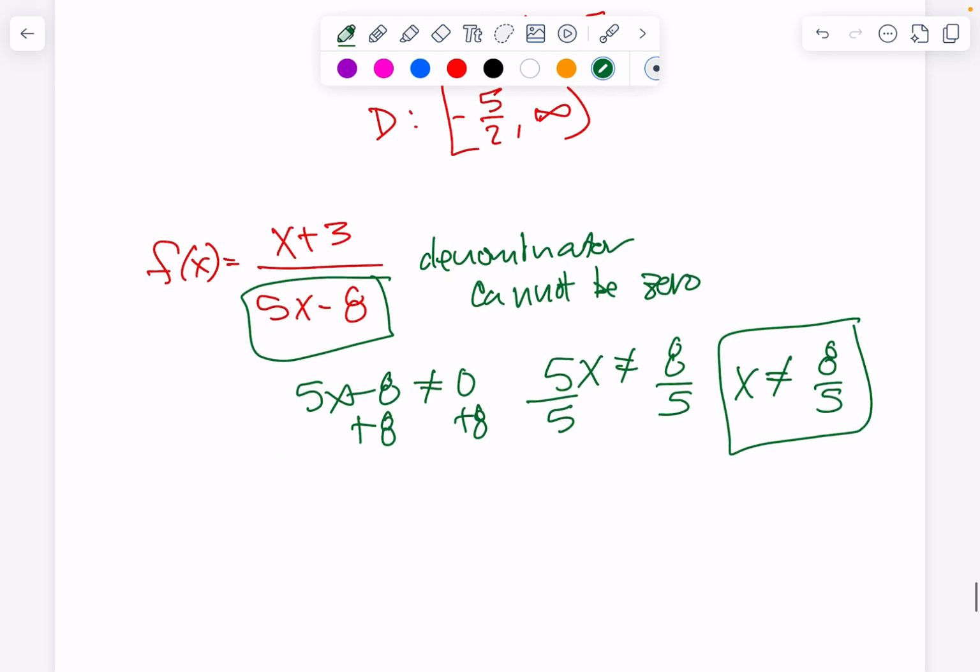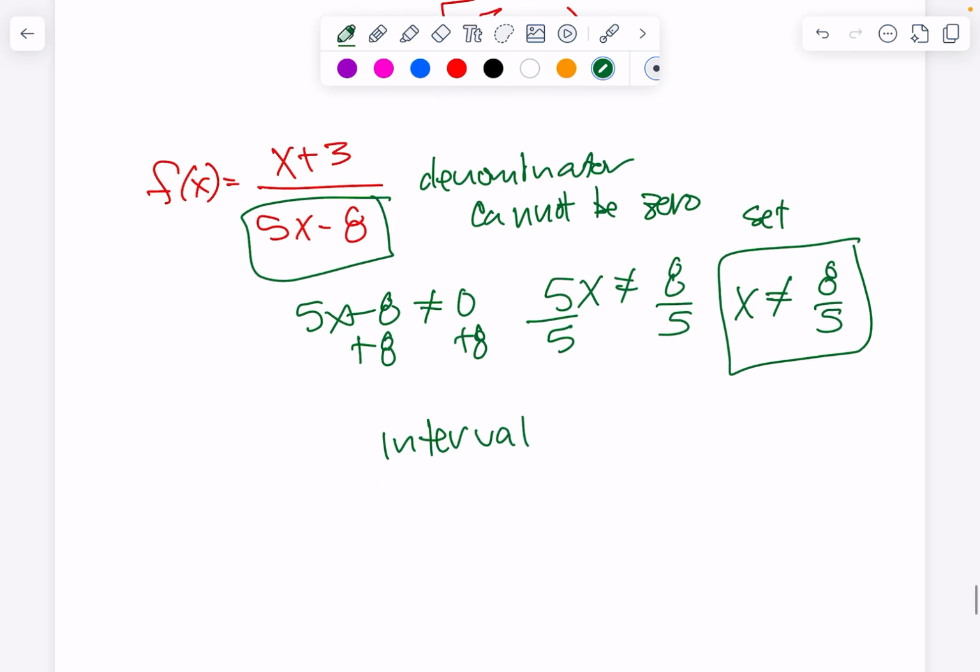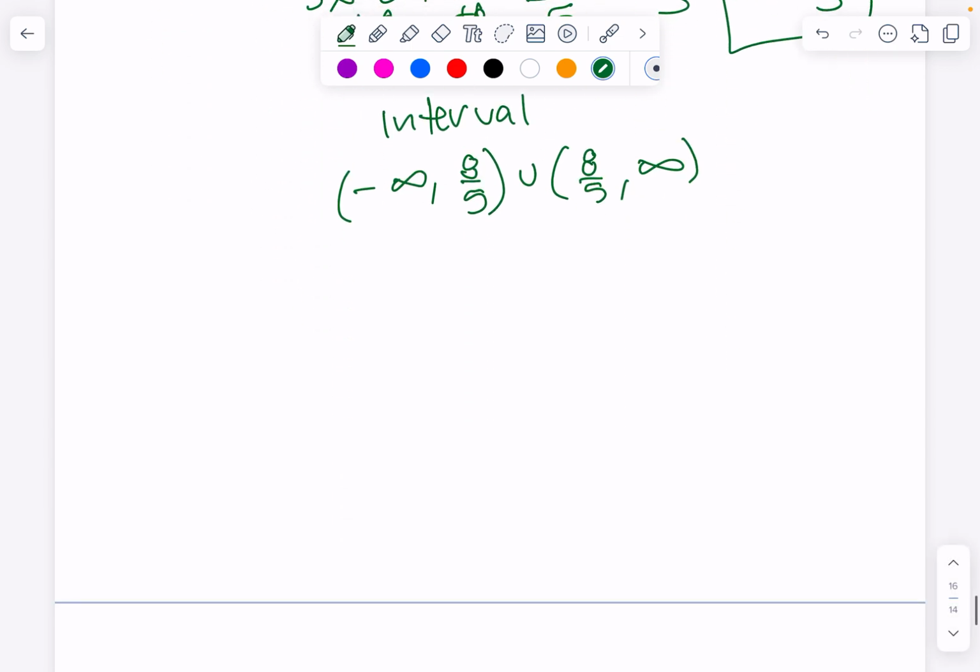That's in set notation. The test wants interval notation. So in interval notation, it is negative infinity to 8/5, no bracket this time, 8/5 to infinity. So I think what we've done so far is not too bad, but it gets tricky.